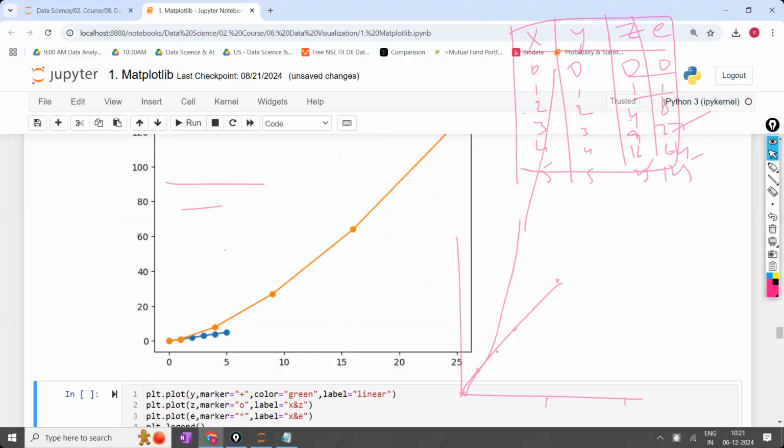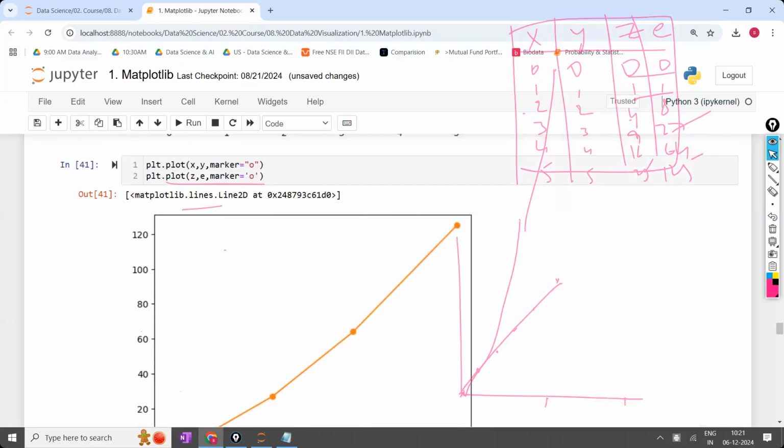So what is the use of this one? See, comparison means x-axis should be common. Then comparison will be done. If you are having the x-axis as the common, comparison will be correct.